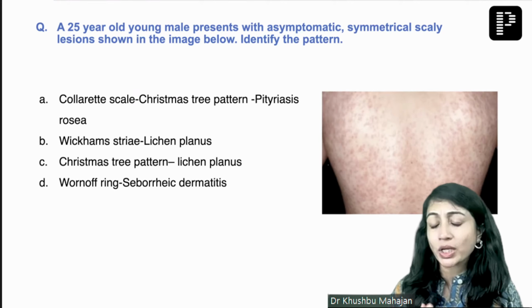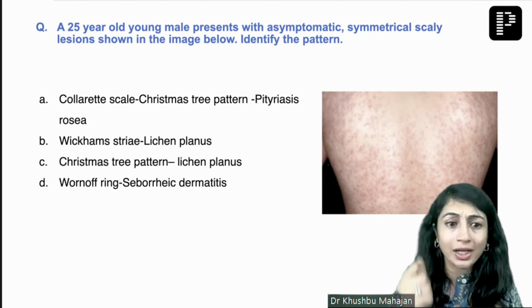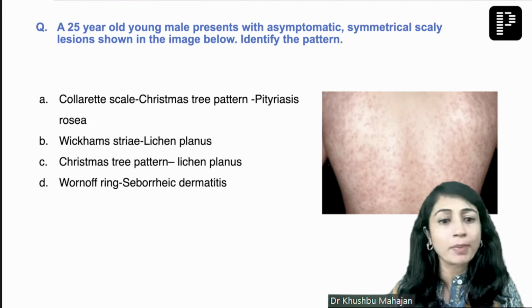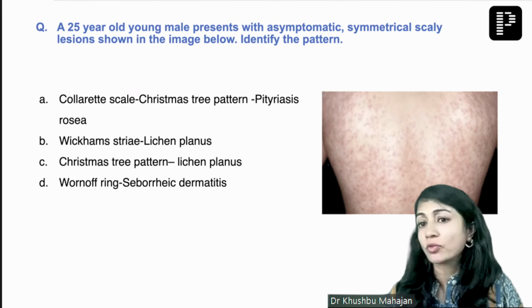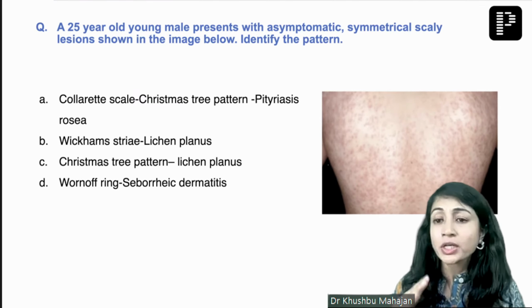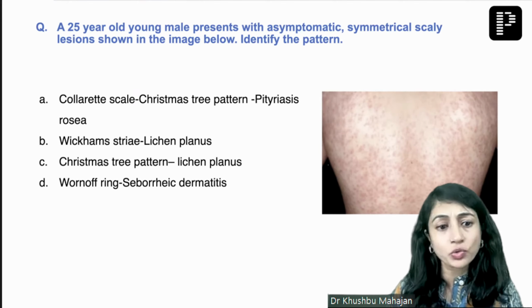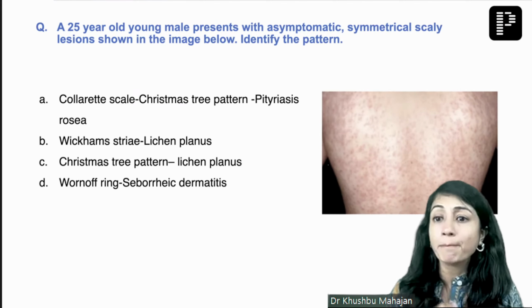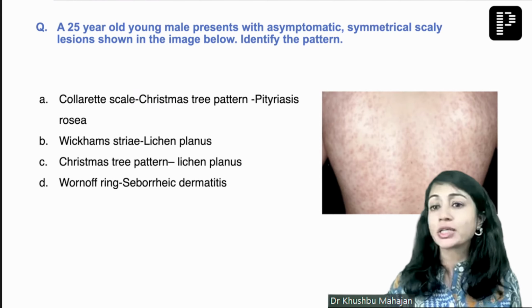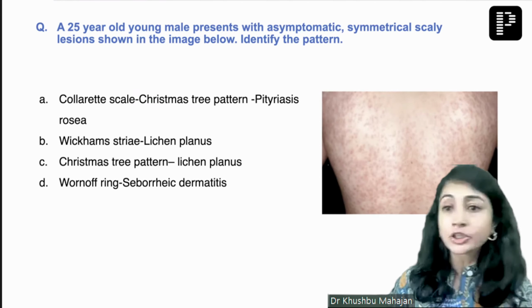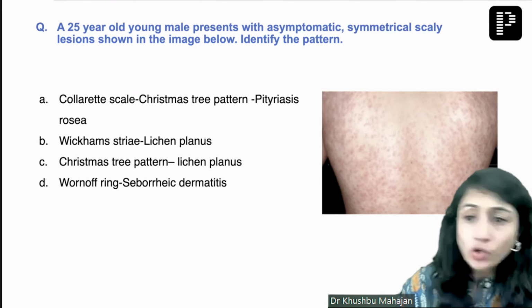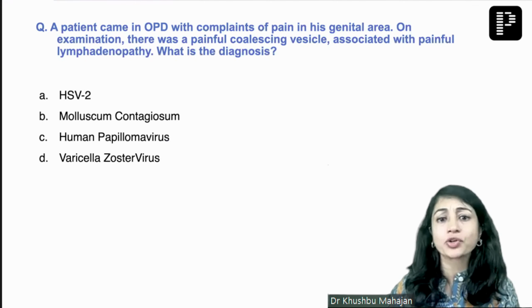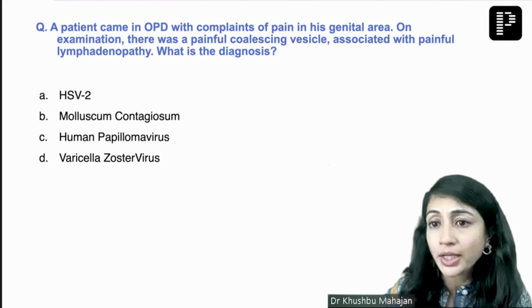Lichen planus has Wickham's striae, which you see with mineral oil and a hand lens. The Christmas tree pattern is not seen in lichen planus, and Woronoff's ring is not seen in seborrheic dermatitis. If it was given, you might confuse it with seborrheic dermatitis, but seborrheic dermatitis presents with greasy scales, right? Woronoff's ring is a feature of psoriasis. Since there are no other inputs, I guess this was the question, quite straightforward. So we move on to the next question.